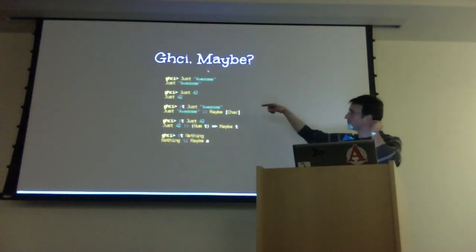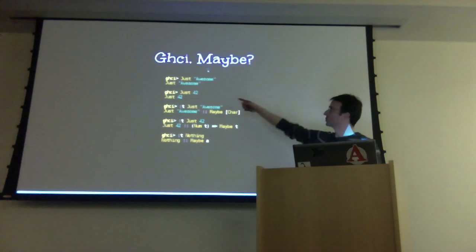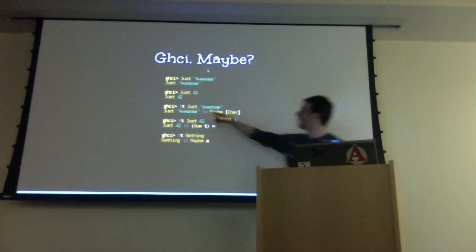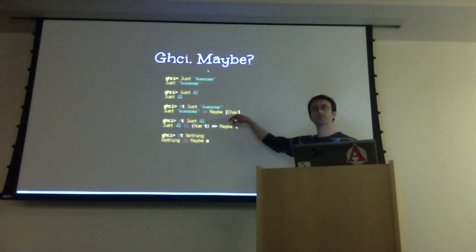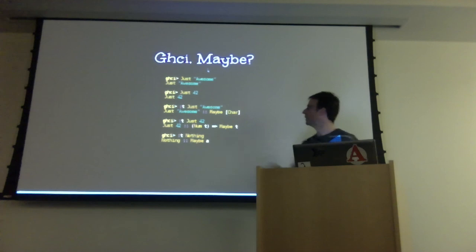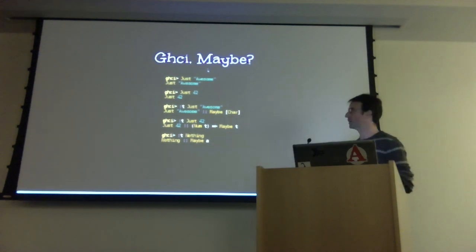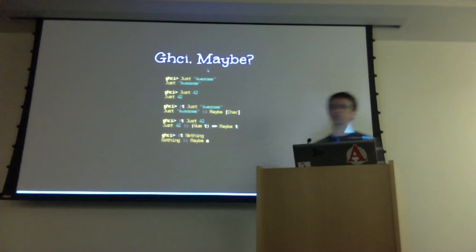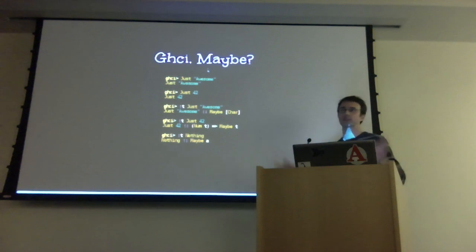Let's just play around with it in GHC. You know, so Just of a string or whatever. The type of Just "awesome" is Maybe of list of Char, right? The type of Just 42 is Maybe of some numeric type. It's actually not specified. And then the type of Nothing is Maybe of anything. It can be any Maybe type, right? It may be of anything.